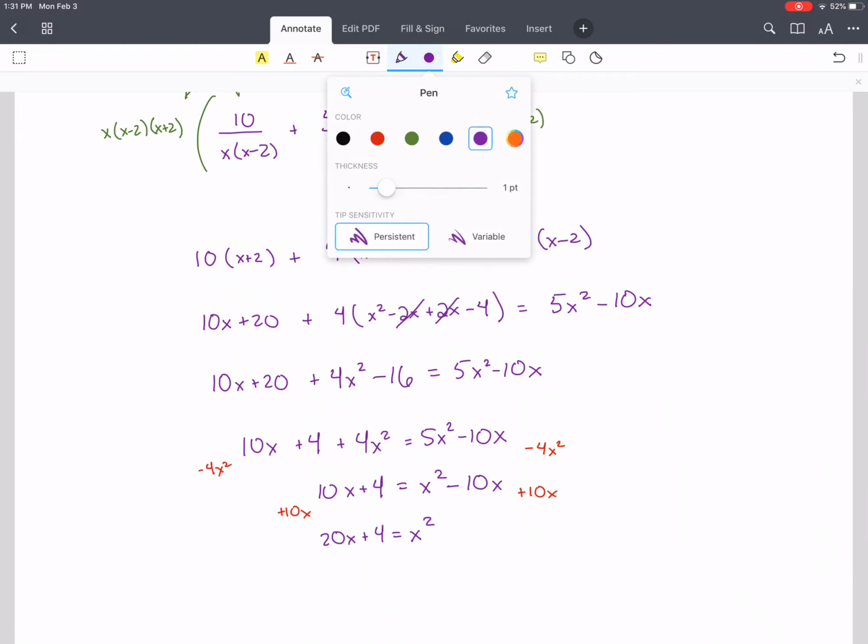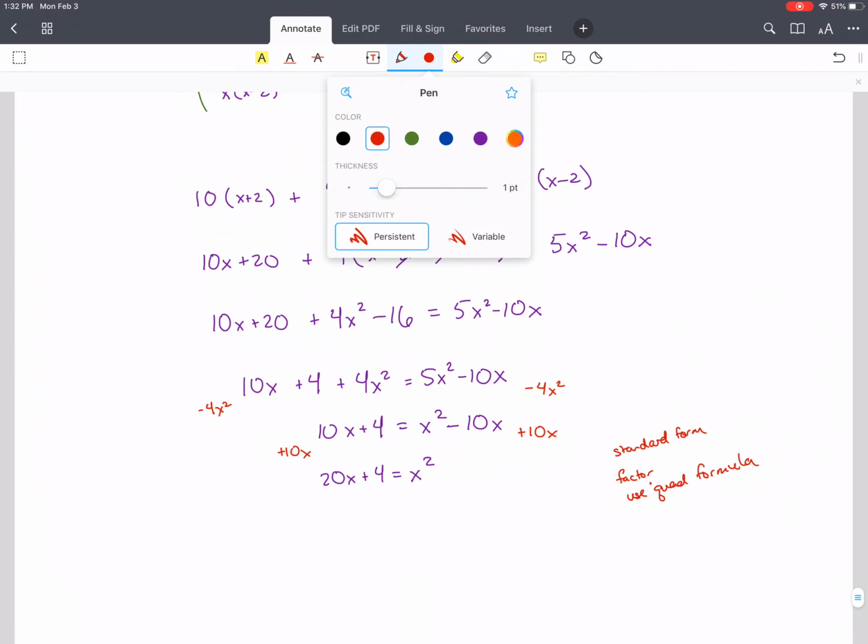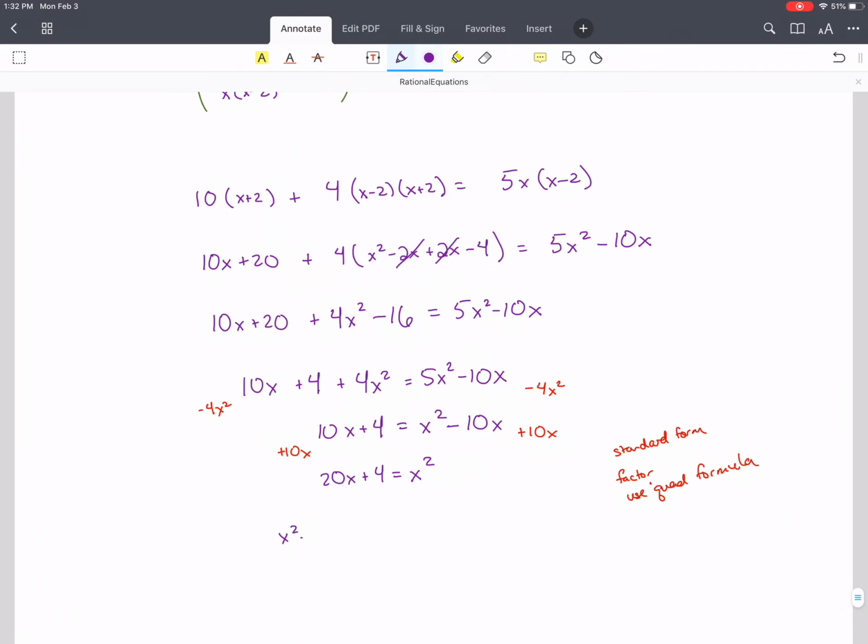And now I realize I have a quadratic, so I can either factor or put in standard form. Well, I put in standard form either way. So I can either factor or I can use the quadratic formula once I get it in standard form. So let's write this in standard form. x squared minus 20x minus 4 is equal to 0.